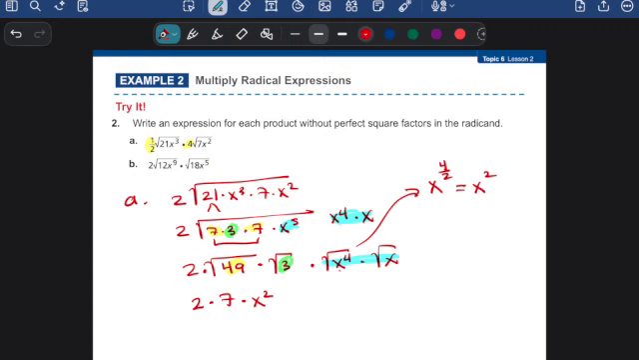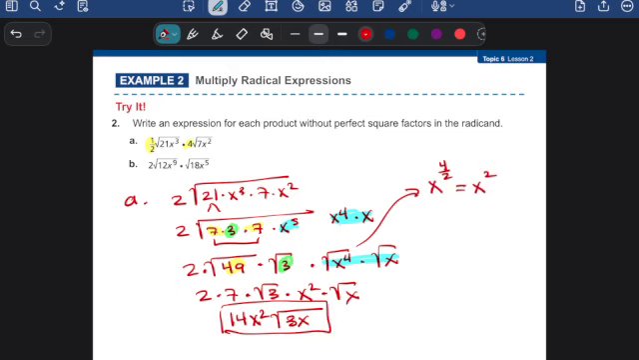Okay, so then to simplify, I've got 2 times square root of 49 is 7, times the square root of 3, I can't do anything with, times x squared times the square root of x. So now everything that's not under the radical, I'm going to multiply. 2 times 7 is 14, x squared, and then everything under the radical can be combined. So 3 times x is 3x. There's part A.